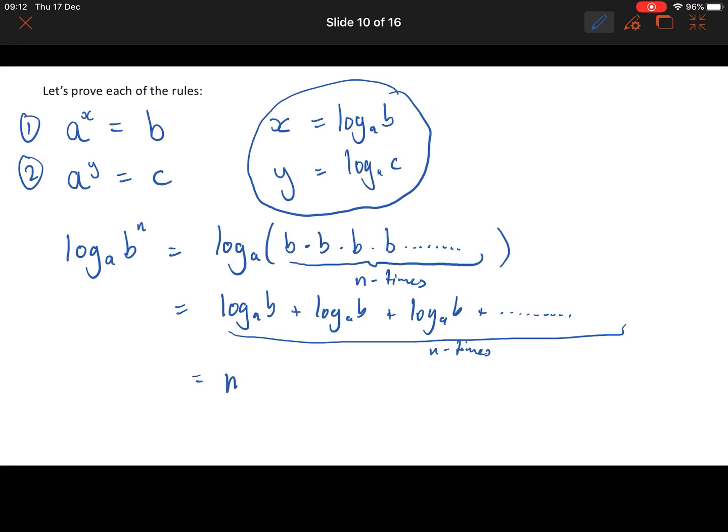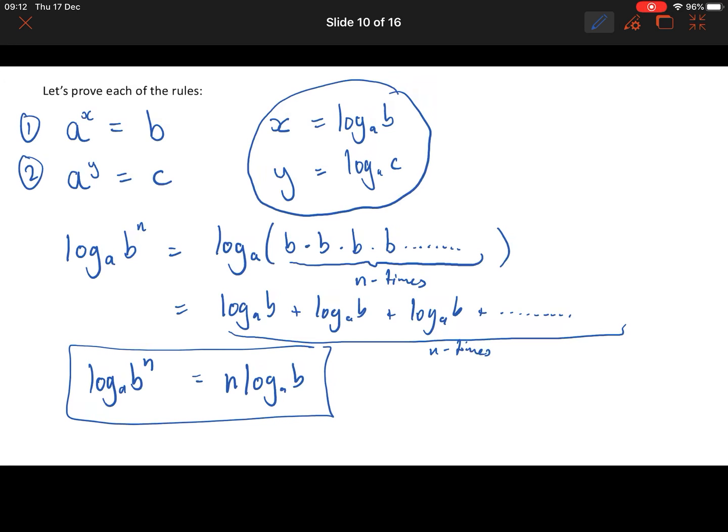N times. Well, instead of adding them together n times, what I can do is just do n times log base a of b. So it becomes n log base a of b. So log base a of b to the n is equal to n log base a of b. I have proved rule number 4 there as well.